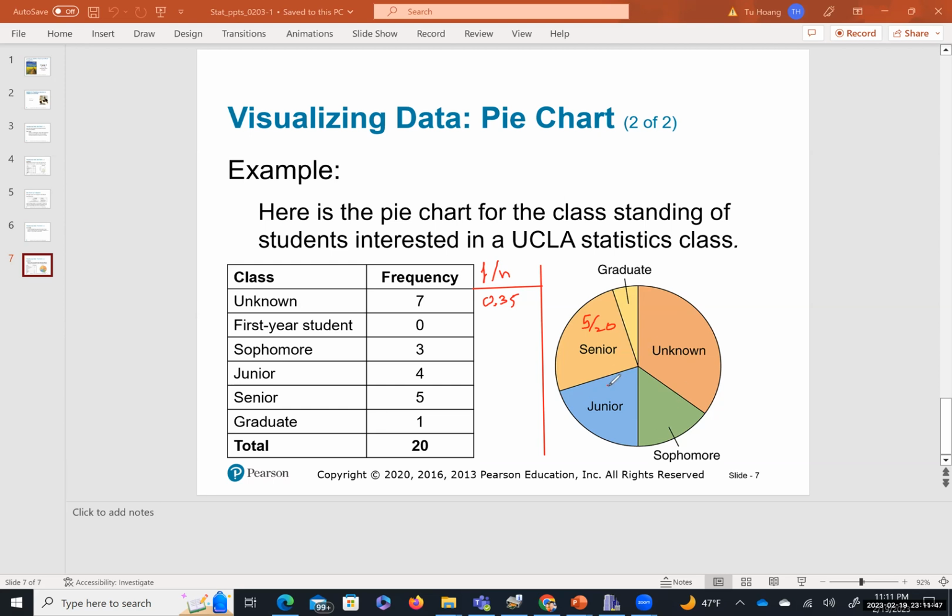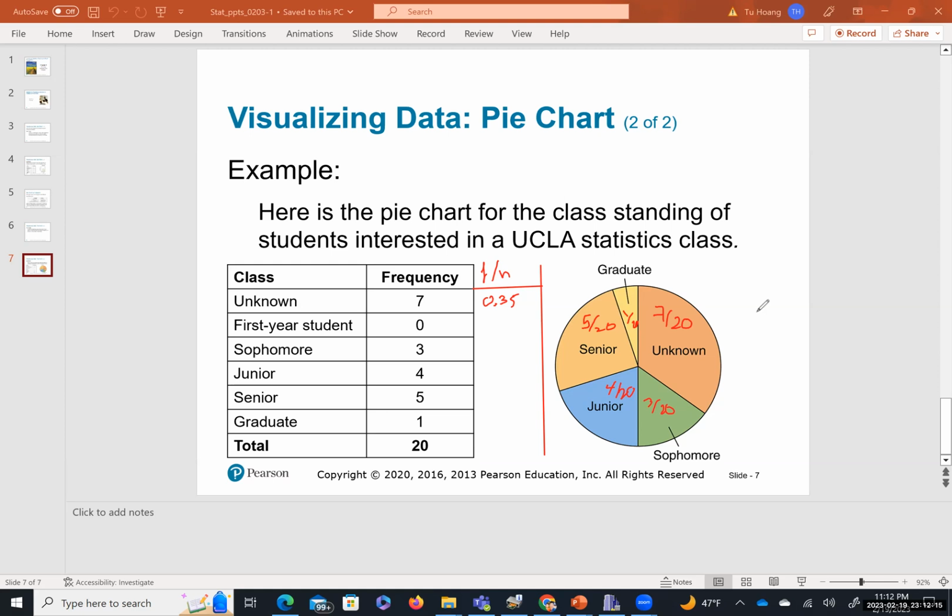Junior is 4 out of 20, right? This is 1/5, something like that. And then what else? Sophomore is 3/20, right? Unknown is 7/20, and graduate is just 1/20. So this is the way we draw the pie chart, right?